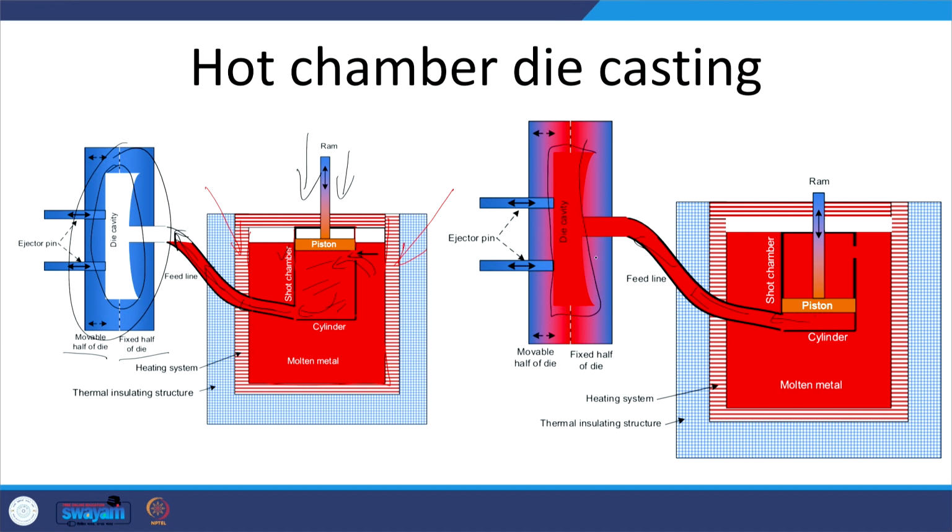Once the solidification is over, the movable die is taken back, and with the help of the ejector pin, the casting is taken out. So this is the kind of arrangement for hot chamber die casting. In hot chamber die casting, the molten metal is heated continuously, then with the help of the shot chamber, the molten metal is pressurized to feed into the die cavity, and then the piston is moved up again and the process is repeated.